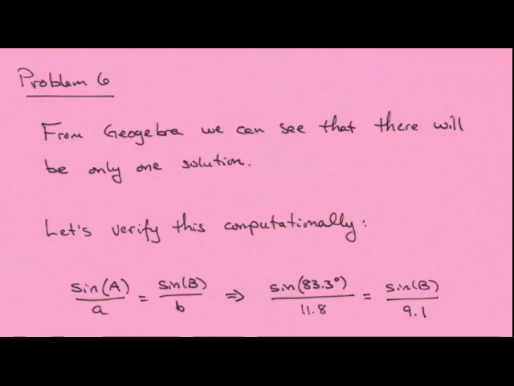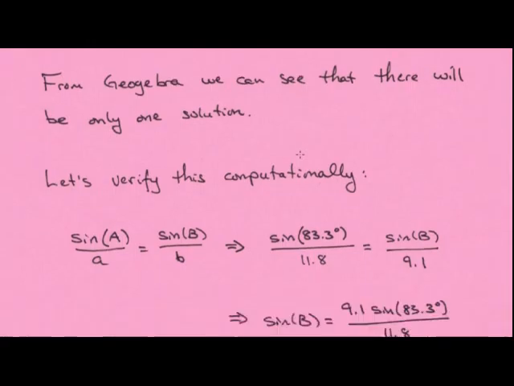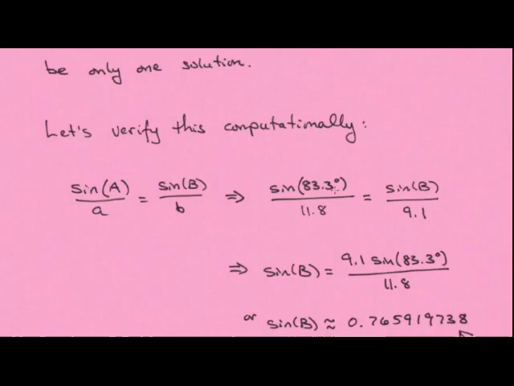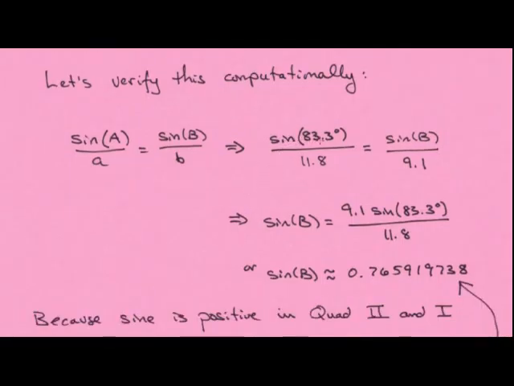Okay, so what we've just seen from Geogebra is that this particular triangle has exactly one solution. So let's see how we might verify that computationally. We plug in the values that we know. We know angle A, the length of side A, and the length of side B. From the Law of Sines, the sine of 83.3 degrees over 11.8 should be equal to the sine of angle B over 9.1.